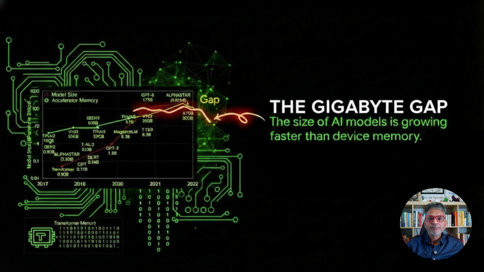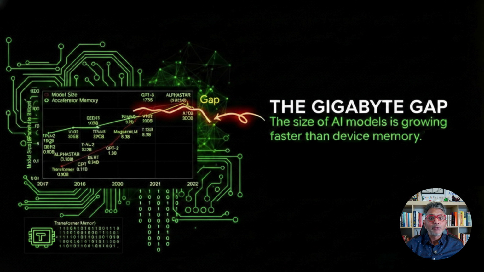Let's break it down. Researchers call it the Gigabyte Gap. The yellow line shooting up shows the explosive growth in AI model size. The little white squares represent the memory in our best consumer hardware. The issue is obvious. AI models are getting bigger much faster than our computers are getting more powerful. That widening gap is exactly why running the latest AI model locally can feel almost impossible.